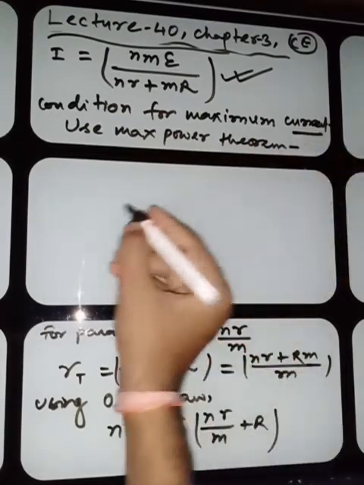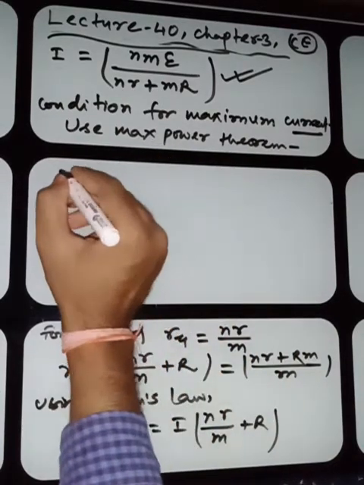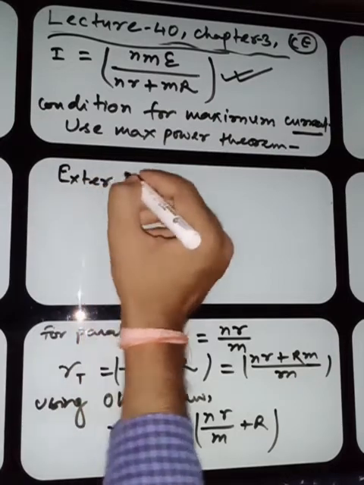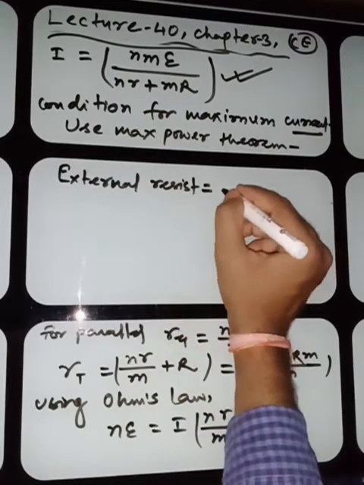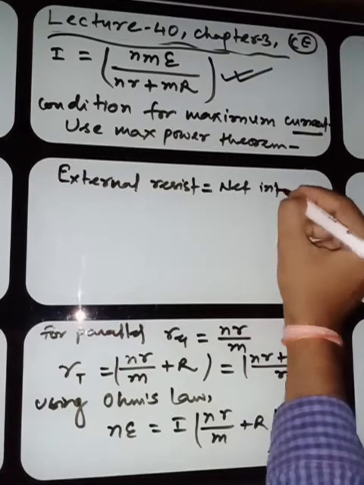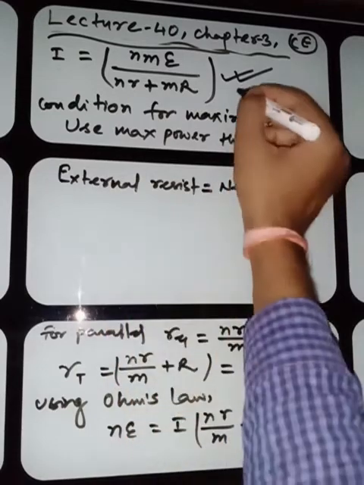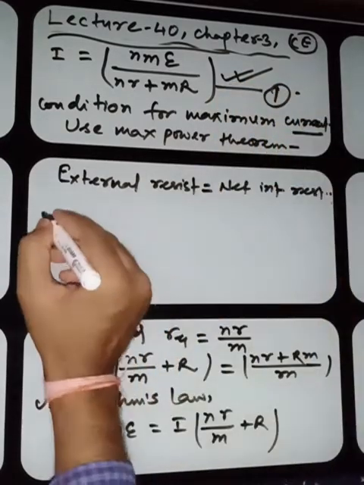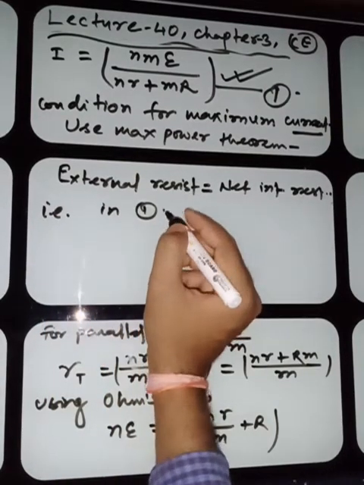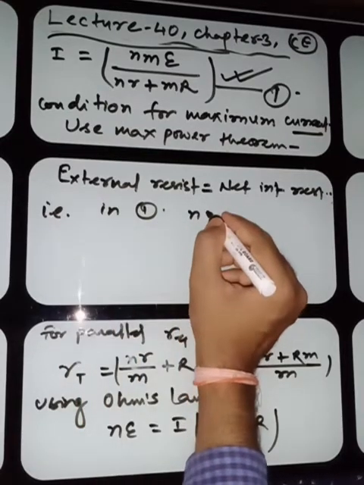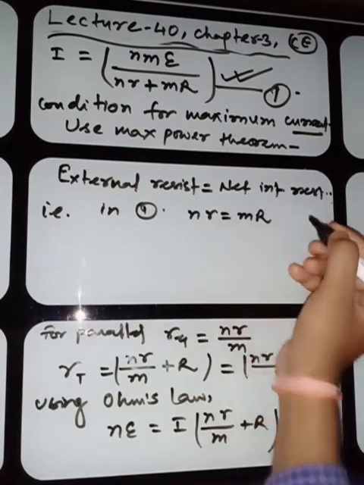What this theorem actually tells us is that the external resistance should be equal to the net internal resistance. That is, if this is equation 1, my dear student, NR, this is the internal resistance, it should be equal to M times R.